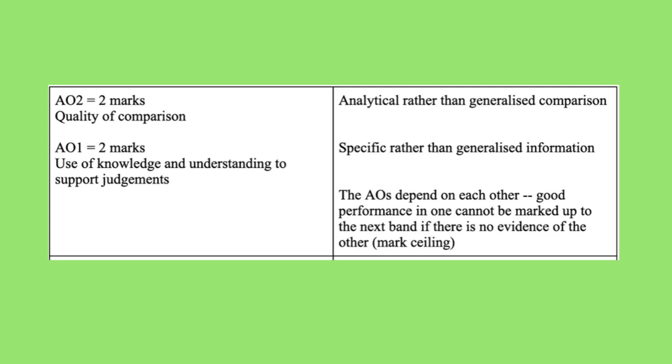The 2 marks are also awarded for AO1, which is your use of knowledge and understanding to support your judgments. So if you're saying that something's similar or different, then can you draw on the knowledge that you already have to explain why that might be? That feeds into the analysis that we were just talking about. And as we say, the AOs depend on each other, so bringing in evidence of your own knowledge to support your analysis is really key to scoring highly on this question.